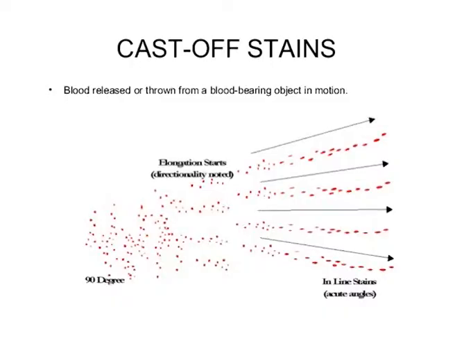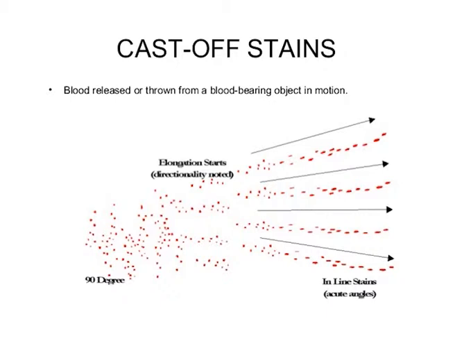Typically, forward spatter is a fine mist and back spatter is larger, containing fewer drops. A cast-off pattern is formed when blood drops are released from a moving blood-bearing object. A cast-off results when an object swung in an arc flings blood onto nearby surfaces. This occurs when an assailant swings the blood-stained object back before inflicting another blow.